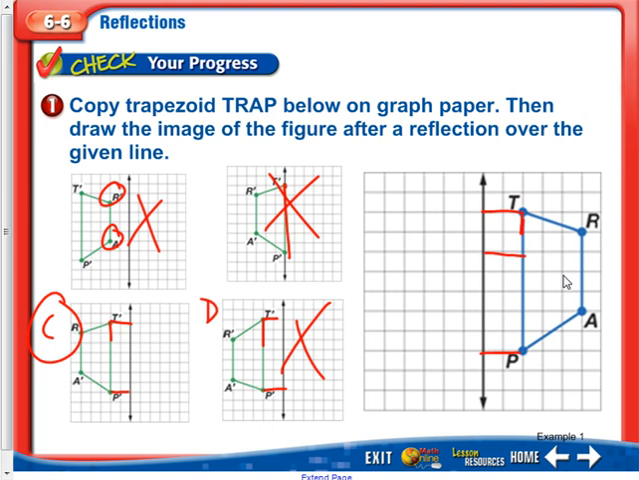So it looks like this one, they actually kind of flipped it around and kind of twisted it a little bit to make this shape. So C is my correct choice.